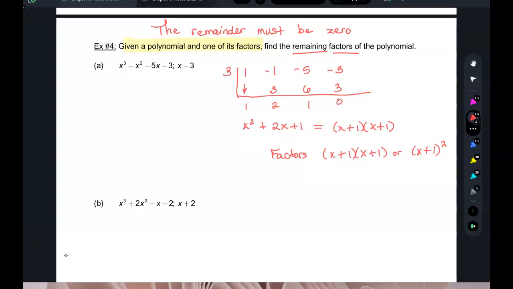Excellent. So let's jump in. I don't care if you write x plus 1 times x plus 1 or x plus 1 squared. It's fine. Personal preference, absolutely.